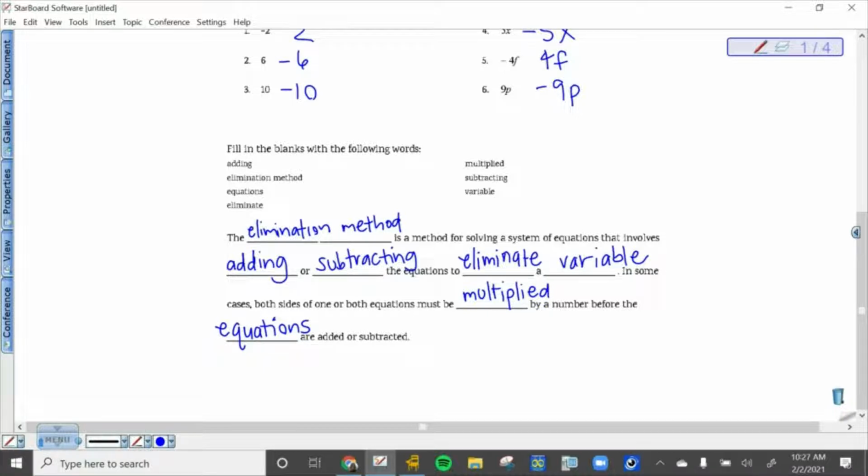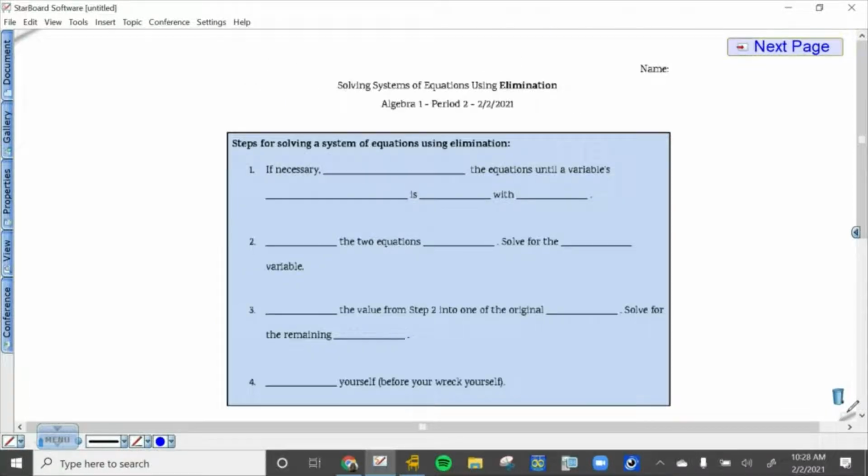Okay, let's go to the next page. We'll talk about the rules, what we need to do when we're solving a system of equations using elimination. So the first thing we do is, if necessary, we don't always have to do this step, but if necessary, multiply the equations until a variable's coefficient set is equal with opposite signs. I'll explain what that means.